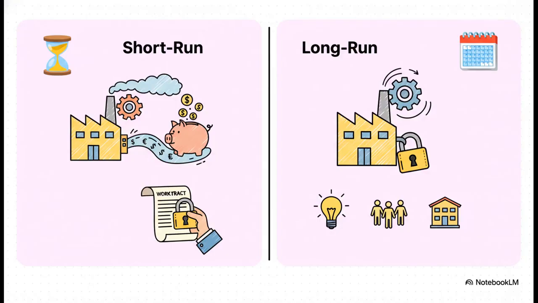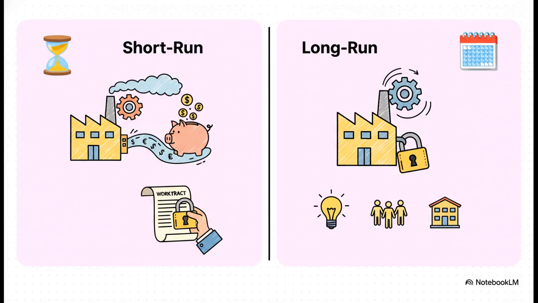Now, with supply, time is absolutely everything. In the short run, some business costs, especially wages, are kind of sticky. They're locked in by contracts. So think about it. If the price of your product suddenly goes up, but your payroll costs stay the same, your profits go through the roof.